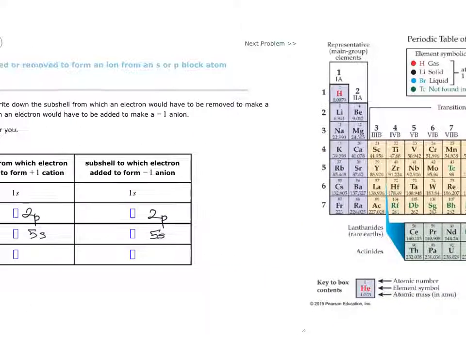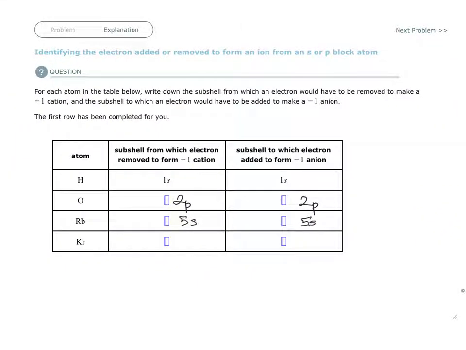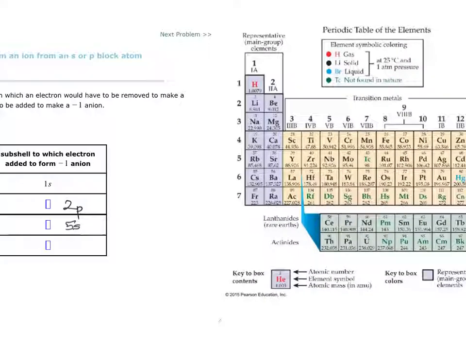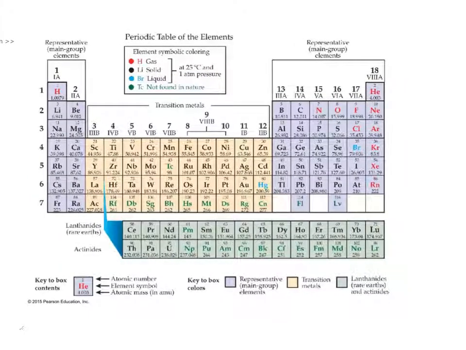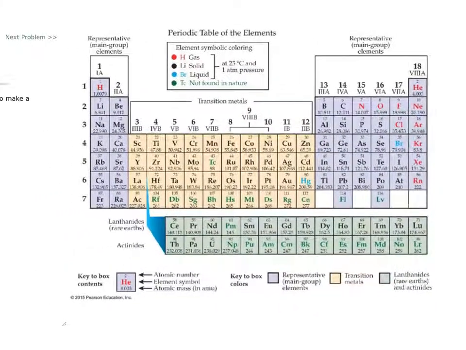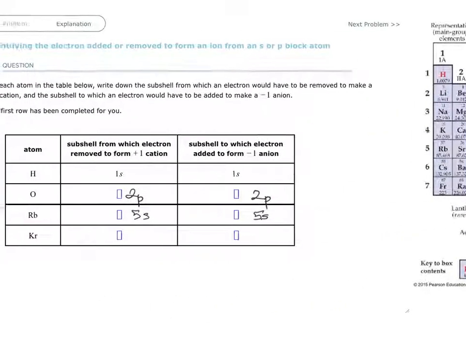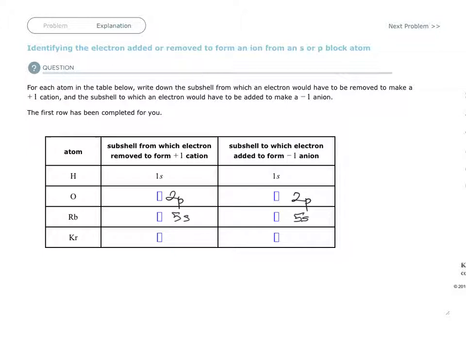So that was the only tricky one that I see. Krypton is in the 4p, and then it goes up to the 5s. So the first one will be 4p. And then if you add one, 4p is already full, so you have to go to the next one, 5s. Pretty easy, I think.